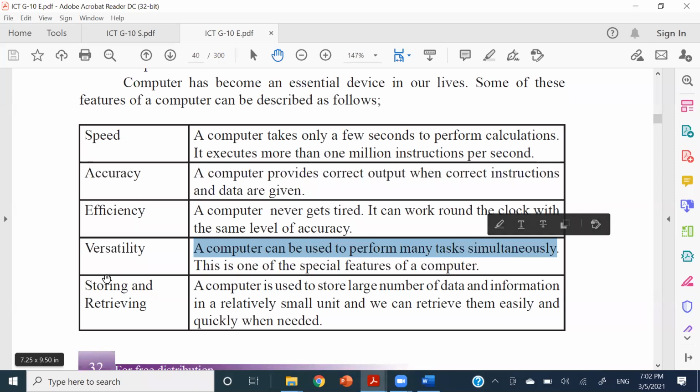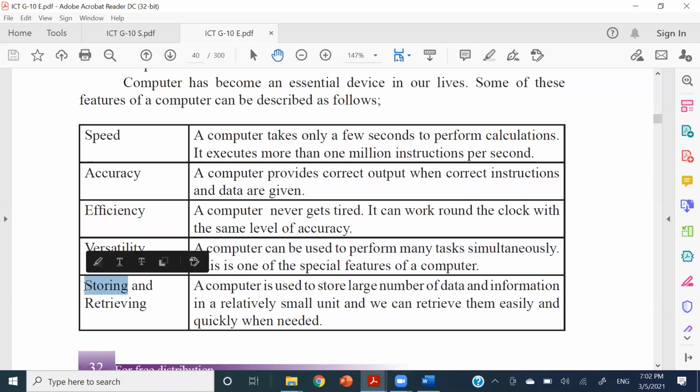And as the fifth point, write just storing and retrieving. That's all. You are not going to write the description. It's just the storing and retrieving as the fifth point.